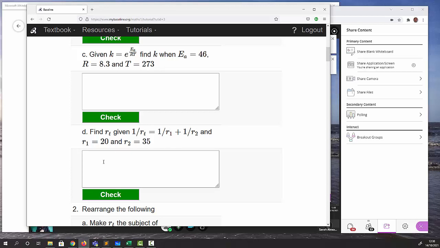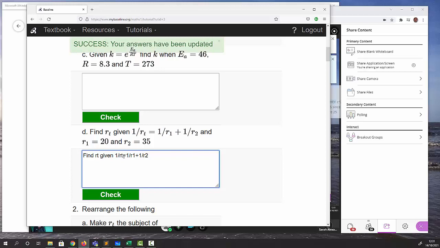So what I would do here is I would start by saying find RT given that. So I'd probably just copy that and stick that in because that's a statement of the problem. Okay, find RT given that. Okay, and then what I would do is I would say that 1 over RT is equal to 1 over R1 plus 1 over R2. Okay, then what I'd probably write is something like "so", just as you would do it on paper.